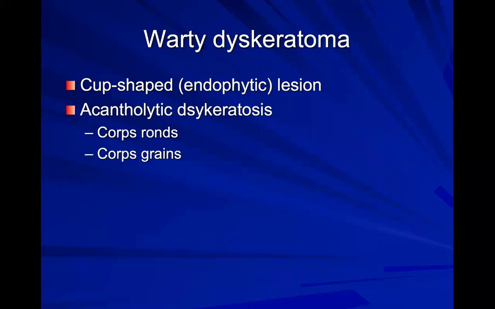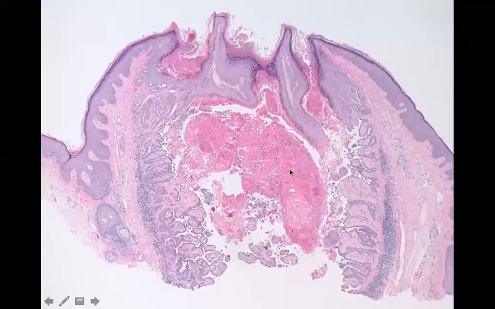A warty dyskeratoma looks kind of similar. So remember, acantholytic dyskeratosis we talked about in the context of Grover's disease and Darier's disease. But in this case, when you have a warty shape, a very cup-shaped endophytic lesion, and then you have your corps ronds and grains, this is called a warty dyskeratoma. So here you have the papillated surface, you have this endophytic cup-shaped lesion, and then you can see very clearly that you have all of this acantholysis, that's that pemphigus-looking blistering, but then you have all of this keratin in the middle.